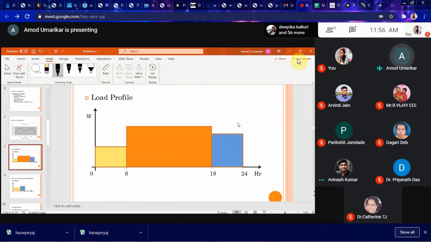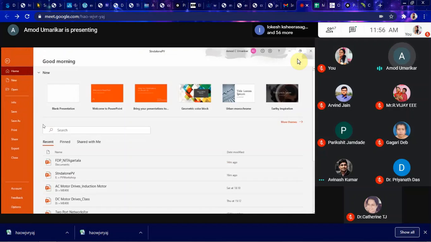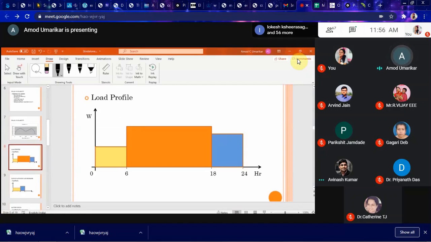We'll take one simple example. How to find out a load? Of course, with an electrical engineering background or some engineering background, you must be knowing how to find out a load. But still, I will take one example of how to find out a load. So, load calculations.